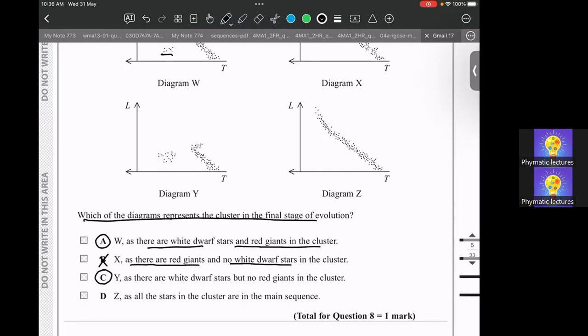What about D? All the stars in the cluster are on the main sequence. That is not possible because after the main sequence, white dwarf should be there. So this is not a correct answer. So now the competition is between A and C. So which one is the correct answer? Option C is the correct answer.